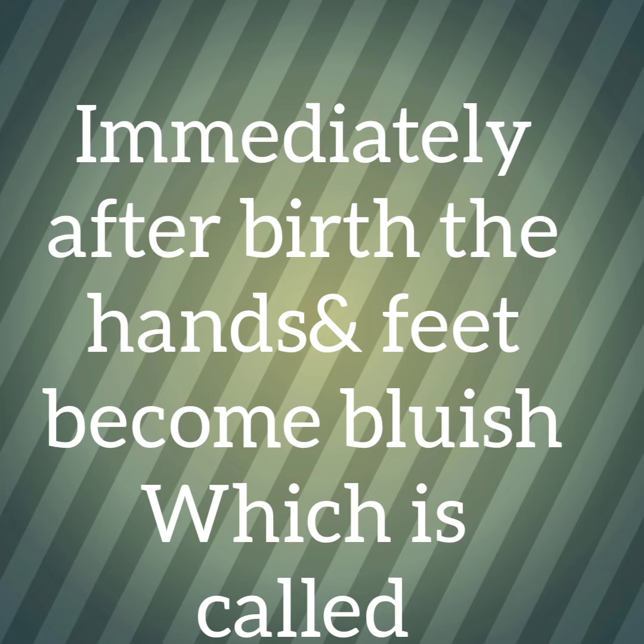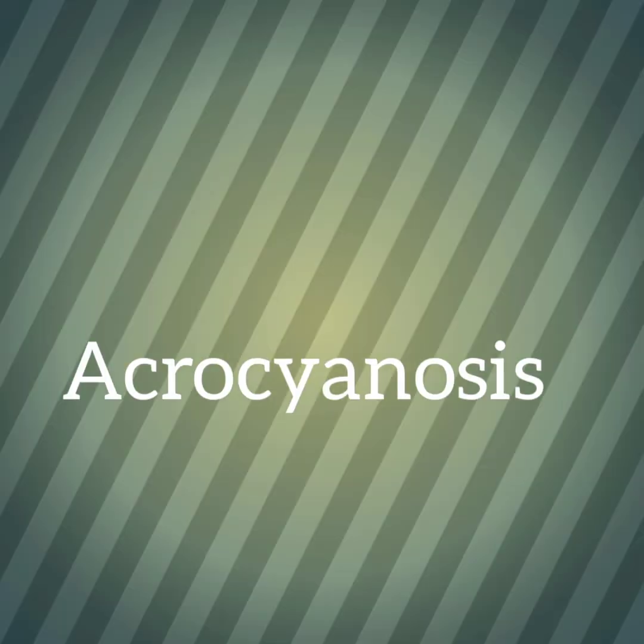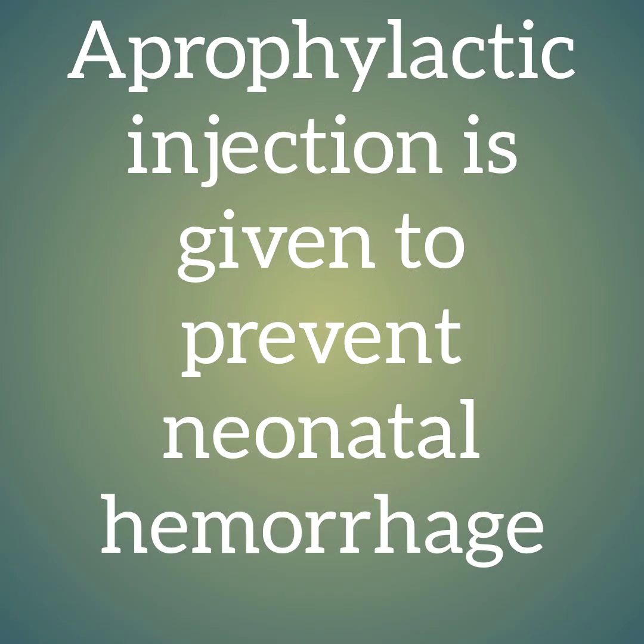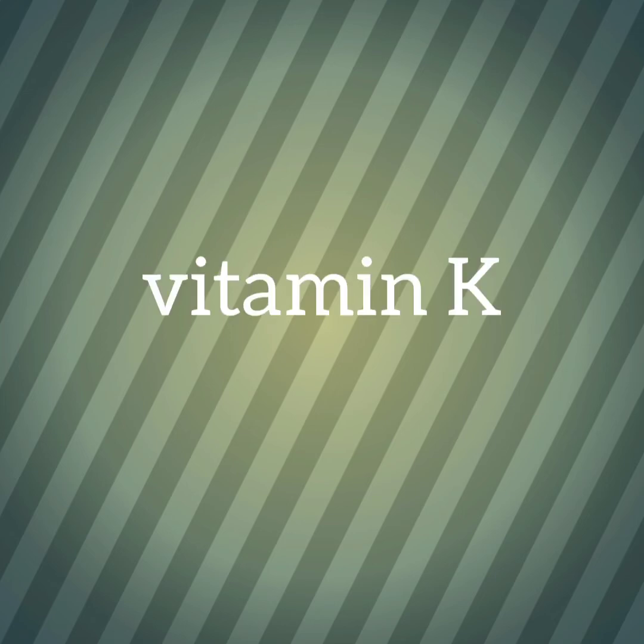Next, immediately after birth, the hands and feet become bluish, which is called 1, 2, 3. Answer is acrocyanosis. Next question. A prophylactic injection is given to prevent neonatal hemorrhage. 1, 2, 3. Answer is vitamin K.